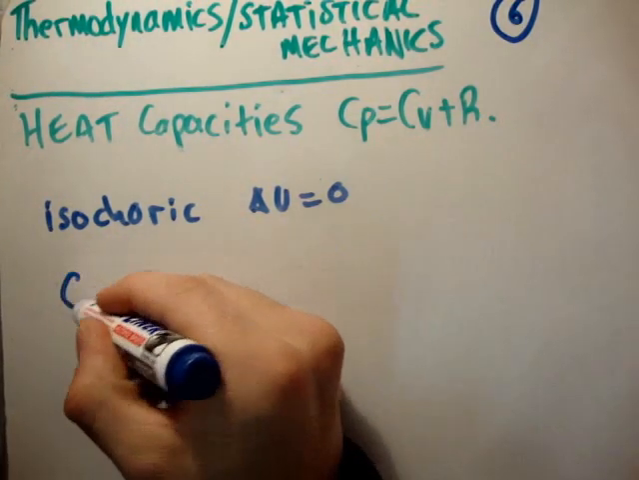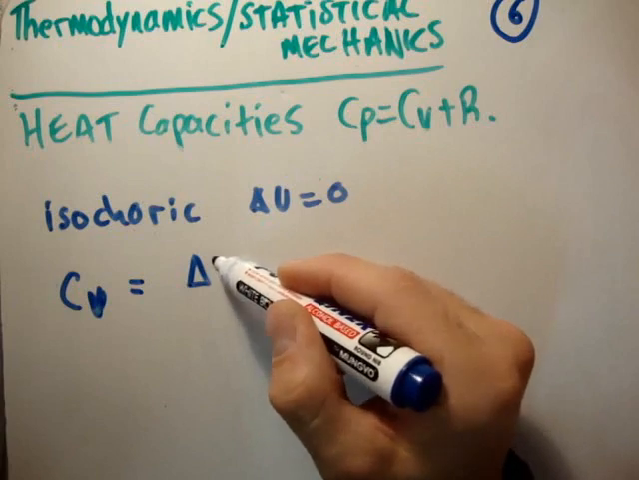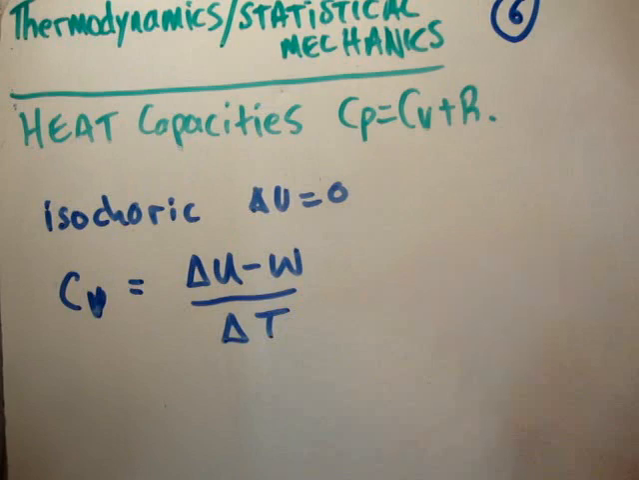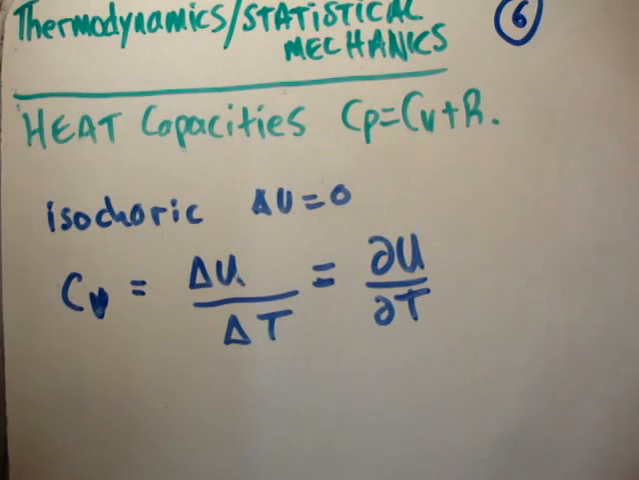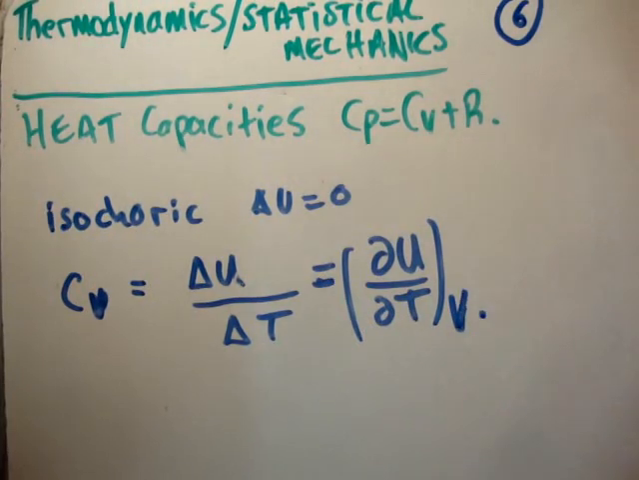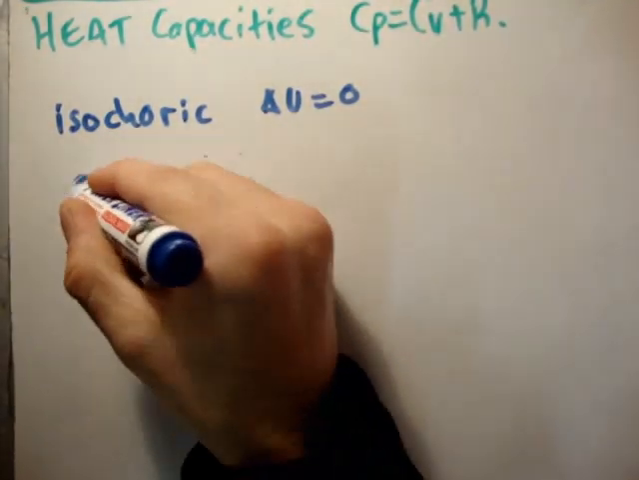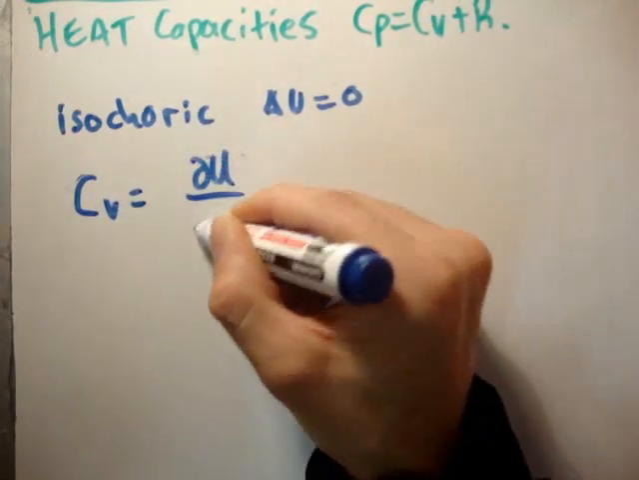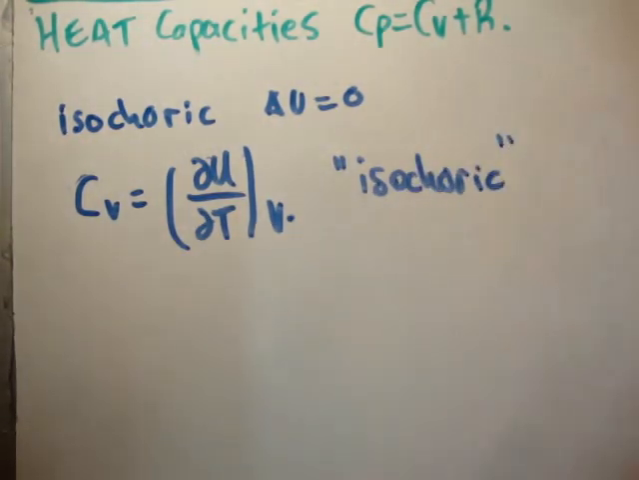So the specific heat capacity at constant volume, C sub V, is equal to delta U minus W over delta T. But we said it's constant volume, so the work is equal to zero, and we get delta U over delta T. Where we're talking about infinitesimal jumps, it is del U del T. So the heat capacity at constant volume is equal to del U del T at constant volume. Simple as. This is an isochoric process, and this is a very important formula. It is one of two formulas in this situation that you're going to need to know. Isochoric means constant volume, where the work done is zero.